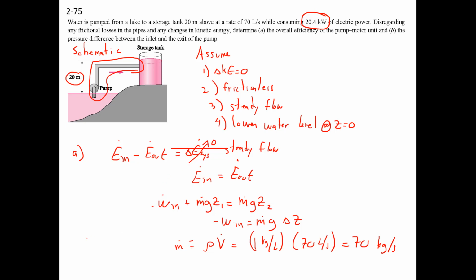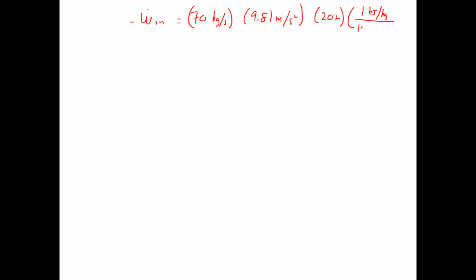So if I were to finish out my work term on the next slide, I would get that work in is equal to the mass flow rate times gravity times the height, multiplied by the conversion that we looked at earlier, where we have to convert when we're dealing with kinetic energy or potential energy terms, which we have in this case: 1 kilojoule per kilogram is equal to 1,000 meters squared per second squared. That gives me a work in of 13.7 kilowatts.